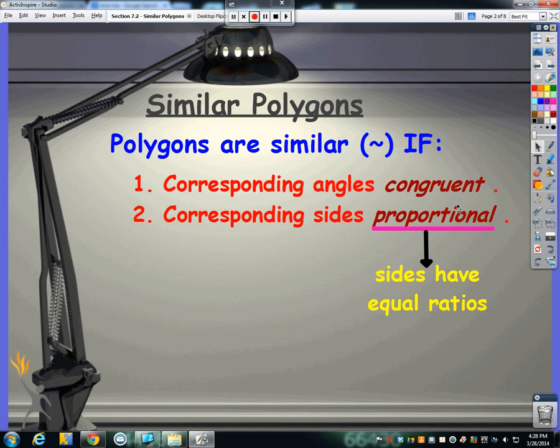Now, the one thing that's going to be different from congruent to similar shapes is their sides. In congruent polygons, the sides had to match up. But in similar polygons, they must be proportional, which means that they must have equal ratios. So all the sides we're going to be dealing with in similar polygons, we're going to be setting up ratios and finding that they have equal ratios instead of equal side lengths.